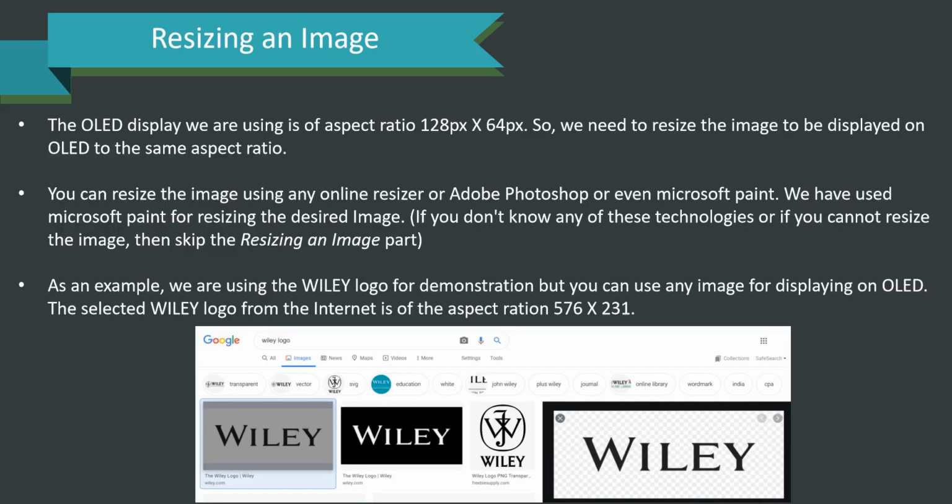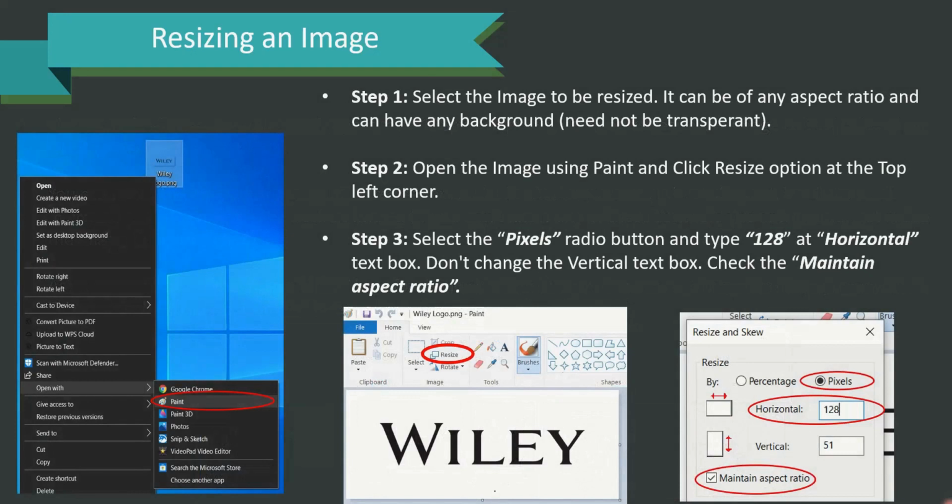As an instance, we are using the Wiley logo for a demonstration, but you can use any image for displaying on OLED. The selected Wiley logo from the internet is of the aspect ratio 576 by 231. Let the resizing continue. Step 1. Select the image to be resized. It can be of any aspect ratio and can have any background. It need not be transparent.